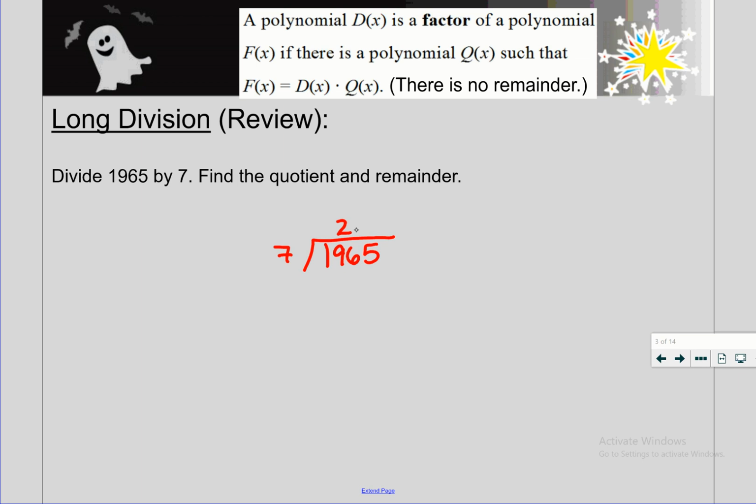Okay, so 7 and 2 give me 14. Subtract that from 19, and that gives me 5. Then what? Bring down the 6 and the 5. Does 7 go into 5? No, 7 go into 56. Yes, how many times? 8. 7 times 8 is 56. Subtract it. 0, 5.